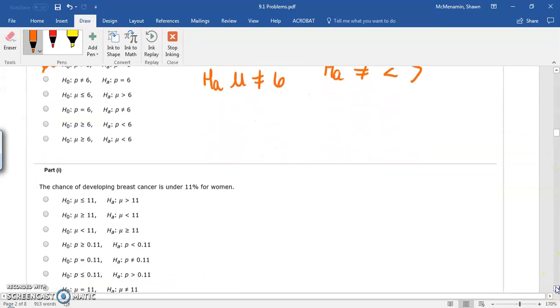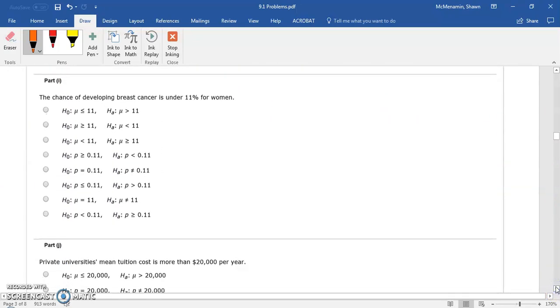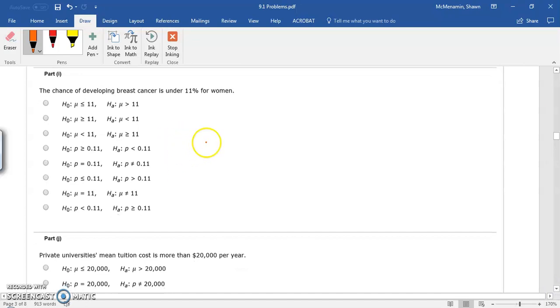The chance of developing breast cancer is under 11%, so P is less than 0.11. So the opposing view would be P is greater than or equal to 0.11. Here's your null and here's your alternative. So let's see, the null is greater than or equal to 0.11, so it's this one. Greater than or equal to 0.11, the alternative is less than 0.11.